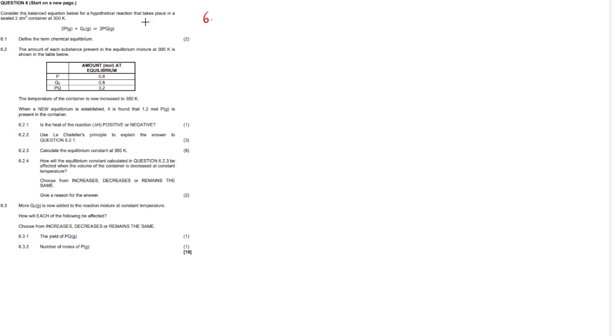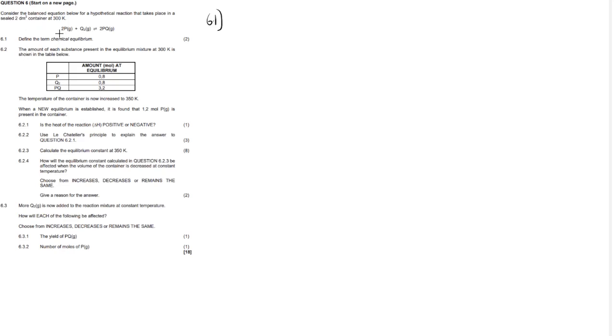Okay, let's have a look here. 6.1 question. They start us off saying, consider the balanced equation below for a hypothetical reaction that takes place in a sealed 2 cubic decimeter container at 300 Kelvin. So the container is sealed, which means that the volume is kept constant, and I'm assuming the temperature is also kept constant. They've not mentioned that it's constant, but wait, hold on. Later on, they say that it is increased to 350 Kelvin. So that does change throughout.